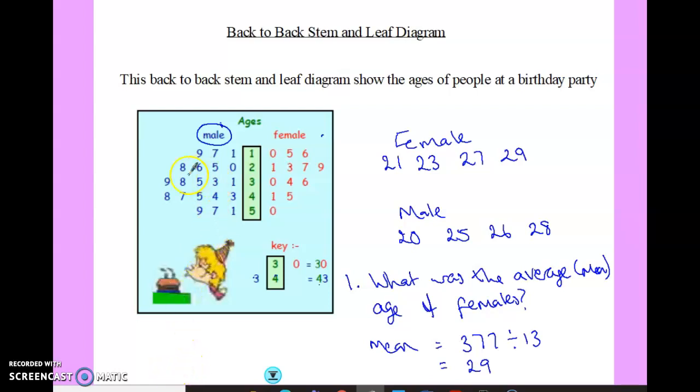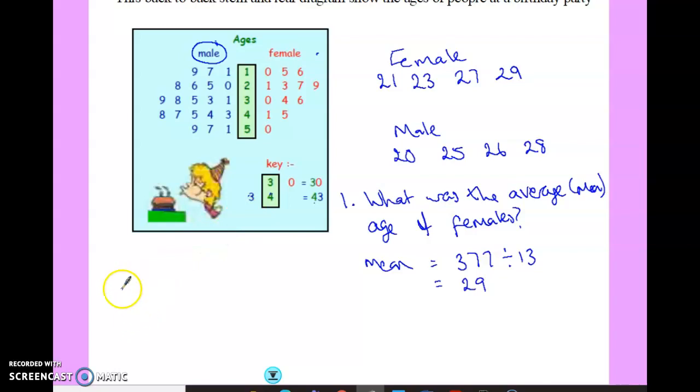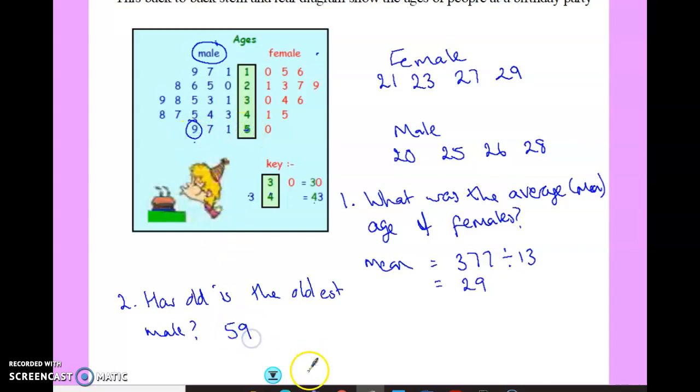Okay, looking at the male side, it can be a wee bit trickier going the other way. Just make sure you're always going the correct way. So if we look at just a couple of questions to do with the males: how old was the oldest male? We're looking for the very last number on the male side, which would be this one here, and it's on the 5s, so that would be 59.